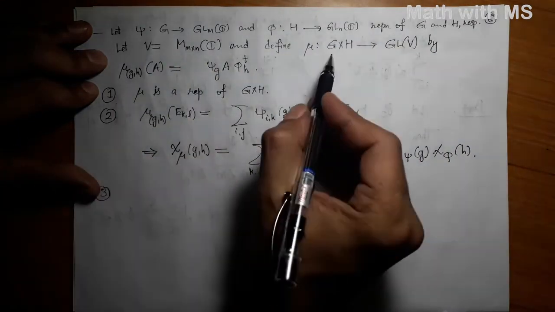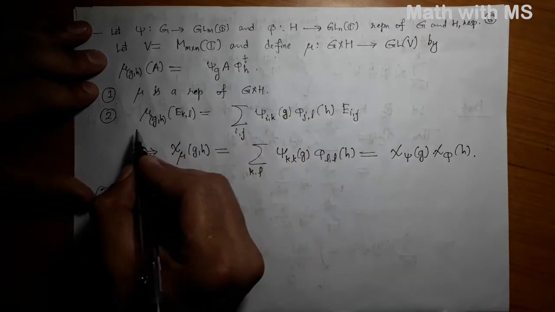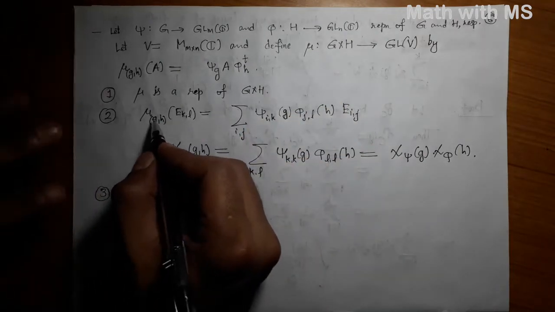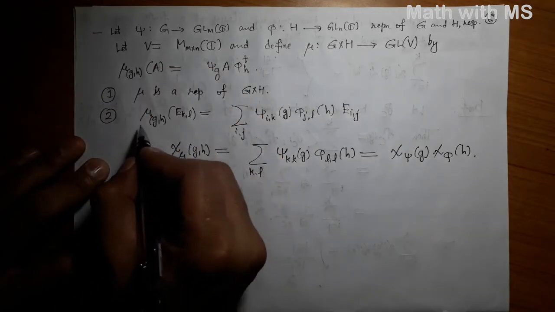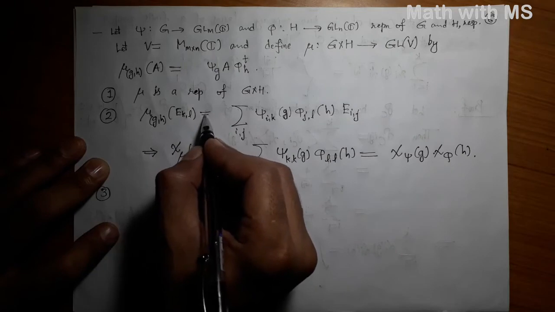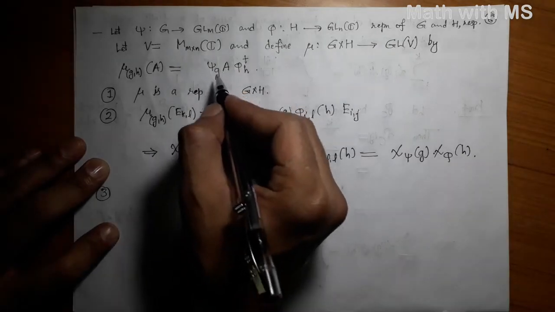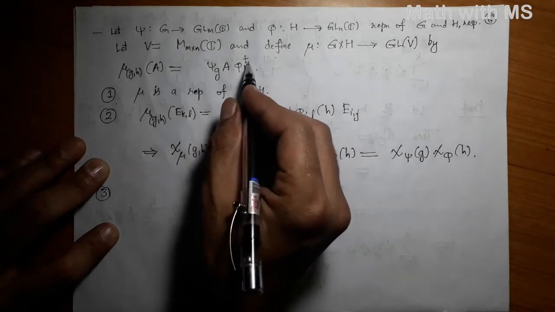In fact, the representation is mu. So to note that, we need to first check how the operator mu of gh acts on the basis of V. So note that mu of gh of E_KL, by definition, is psi of g E_KL phi of h transpose, right?